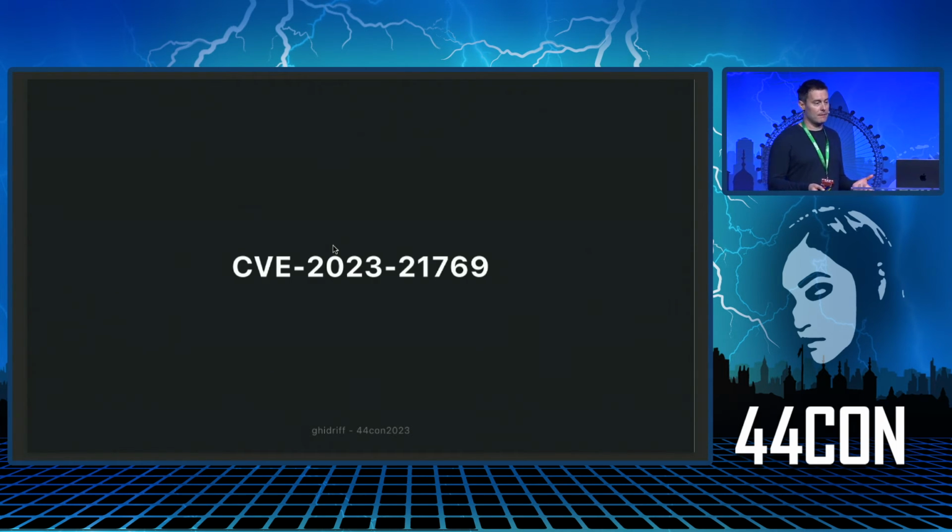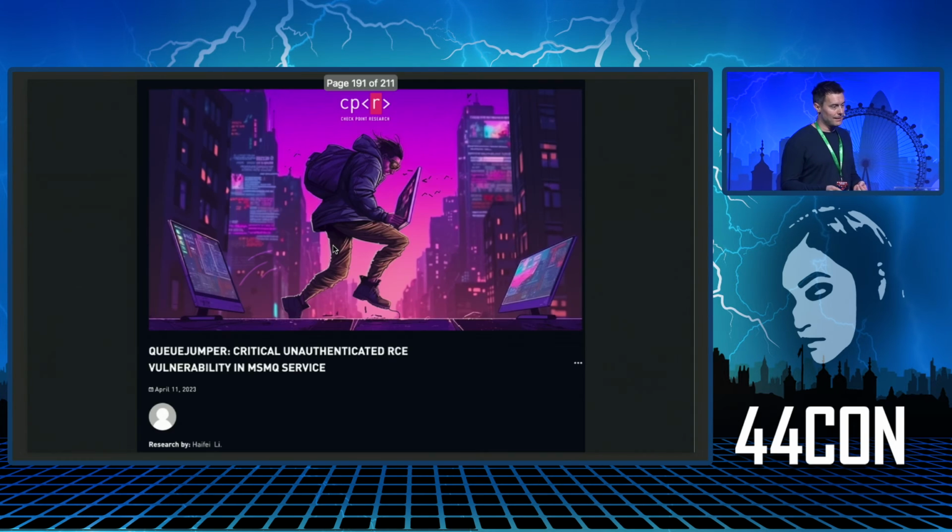Here's another example. This is CVE-2023-21769. This was called, I think, titled QJumper, and this was an MSMQ.